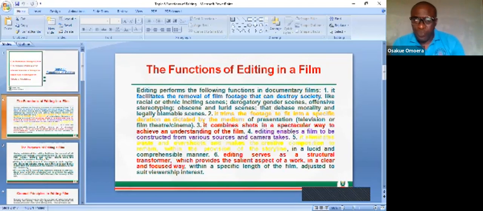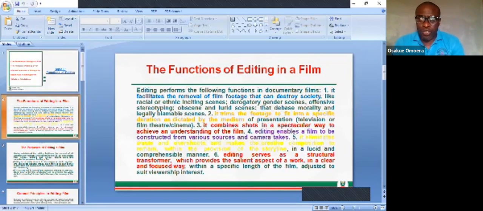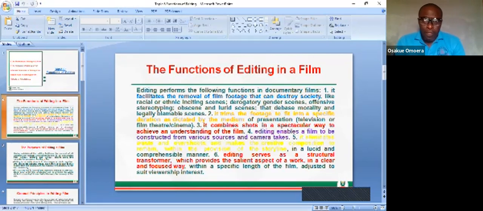Two, editing trims the footage to fit into a specific duration as dictated by the medium of presentation, be it television or film, theater, or cinema. For example, you want it to be 30 minutes, you want it to be 60 minutes. When editing comes to bear on it, you can easily trim your footage to fit into that specific duration of 30 minutes or 60 minutes, as the case may be.